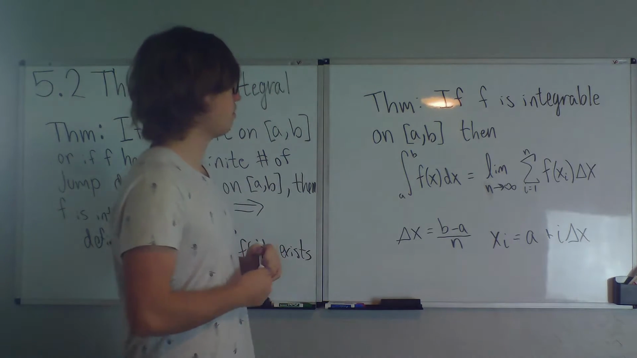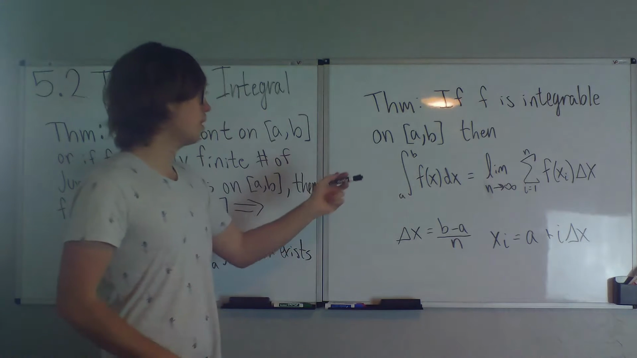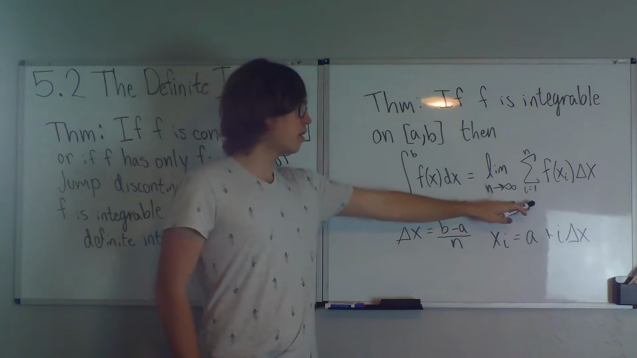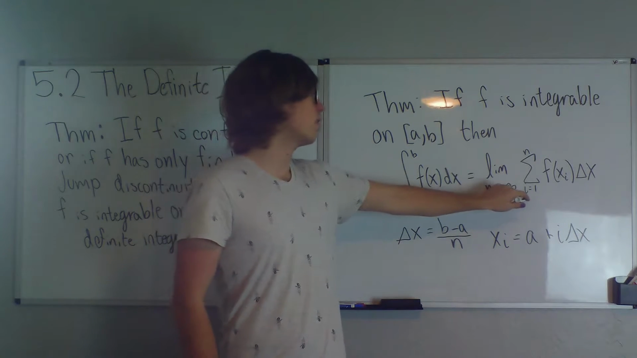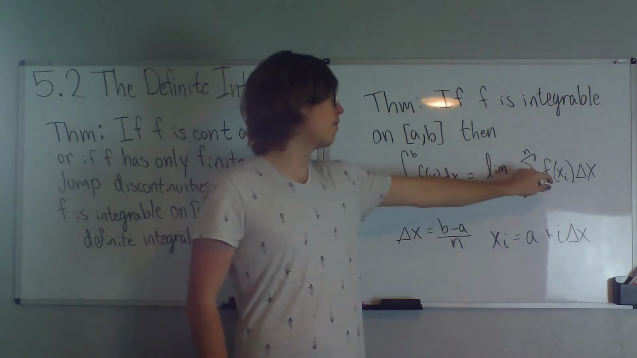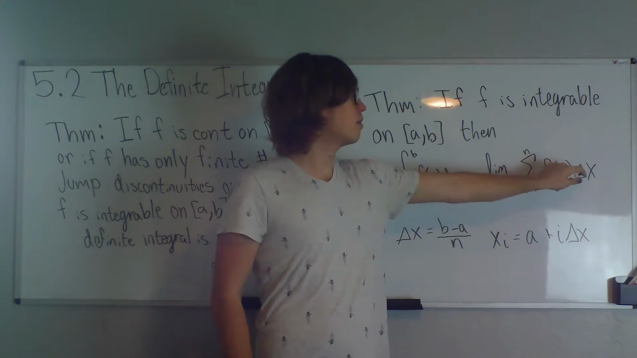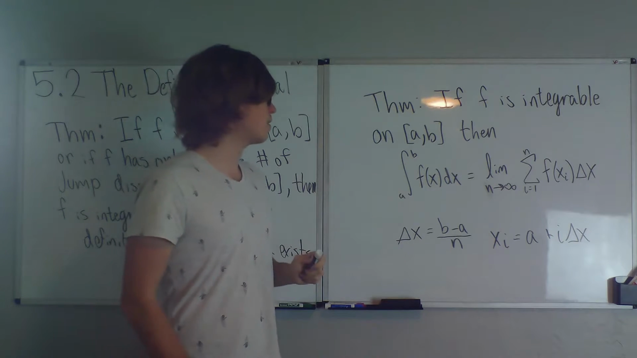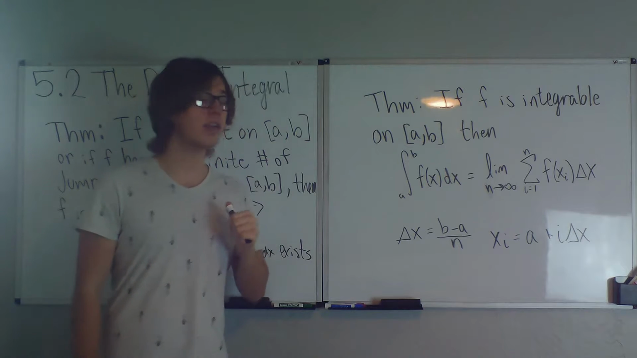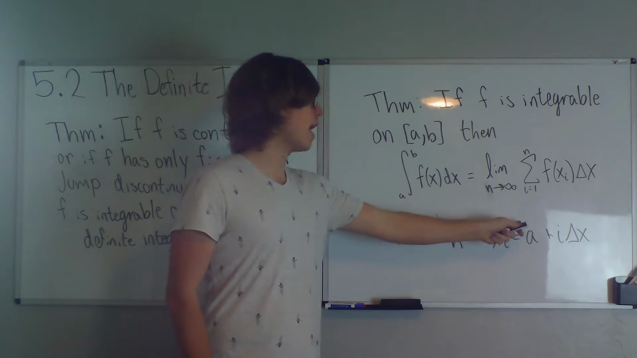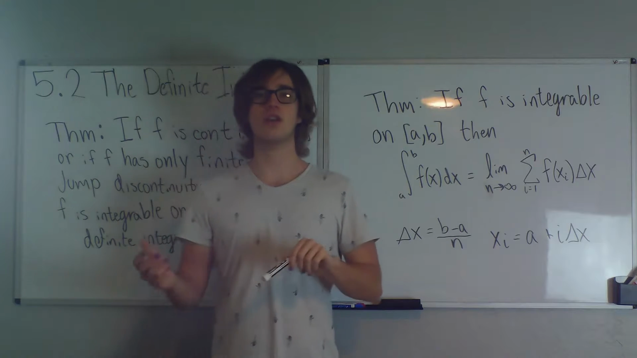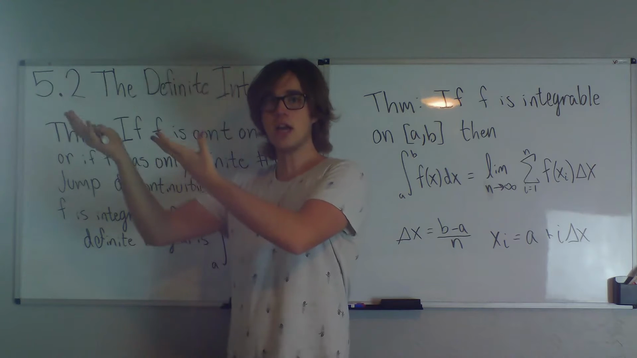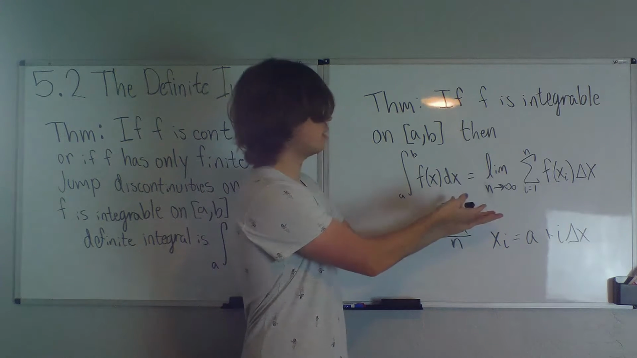We get another theorem. If f is integrable on a to b, then the integral from a to b of f of x dx is equal to this limit as n approaches infinity of the sum from i equals 1 to n of f of x i times delta x. And, well, we know this from our previous video. Delta x is equal to b minus a divided by n, and then our x i is equal to a plus i times delta x. So these are our two theorems kind of saying, okay, our definite integral exists here, and when it exists, this is what it's equal to.